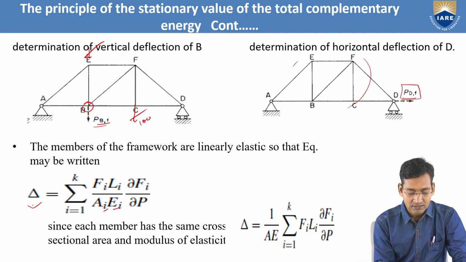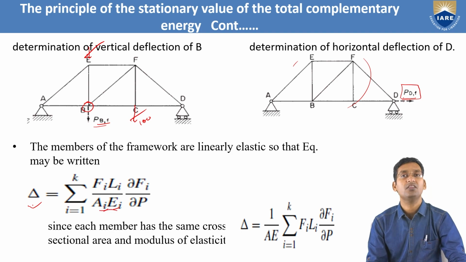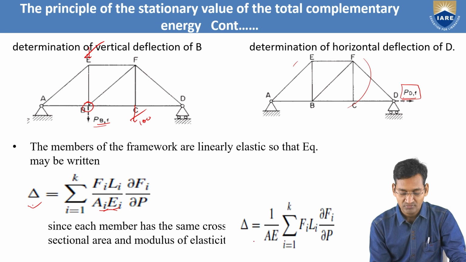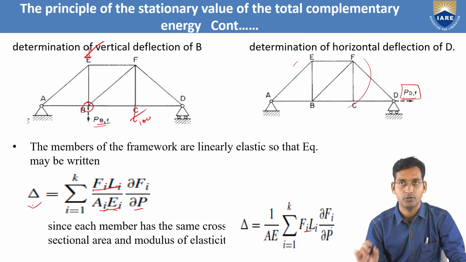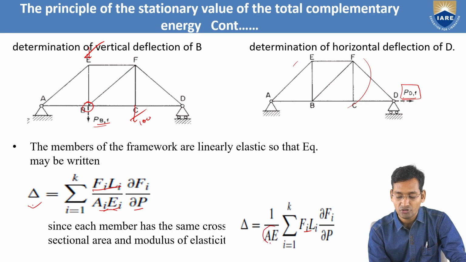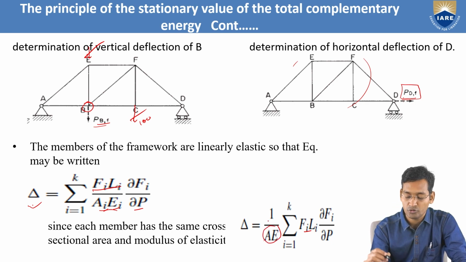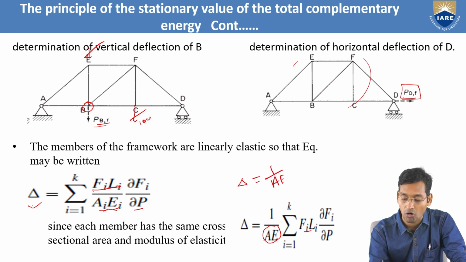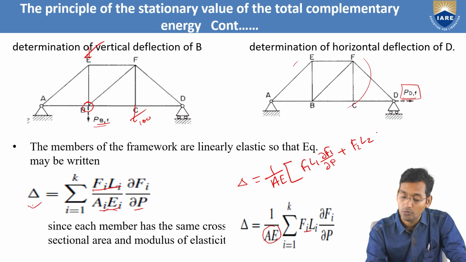Then what can we write? Take Ai, that is A into E, as common, so 1 by AE. Now what is left? Fi Li and ∂Fi by ∂P. This is not required to be calculated for all the parts. Suppose 4 forces are acting, then we can write delta equals 1 by AE common, F1 L1 ∂F1 by ∂P plus F2 L2 into ∂F2 by ∂P.